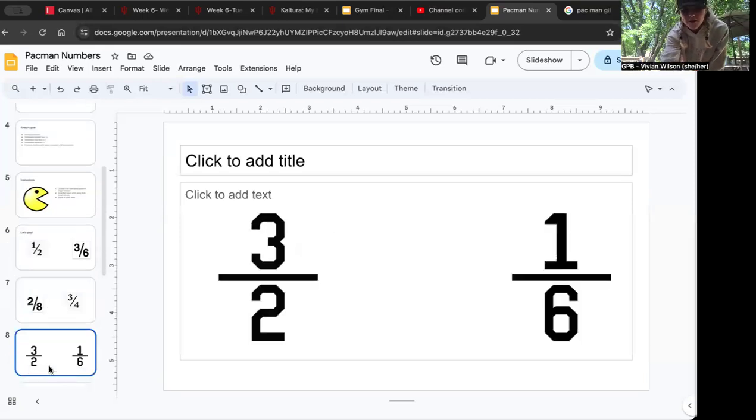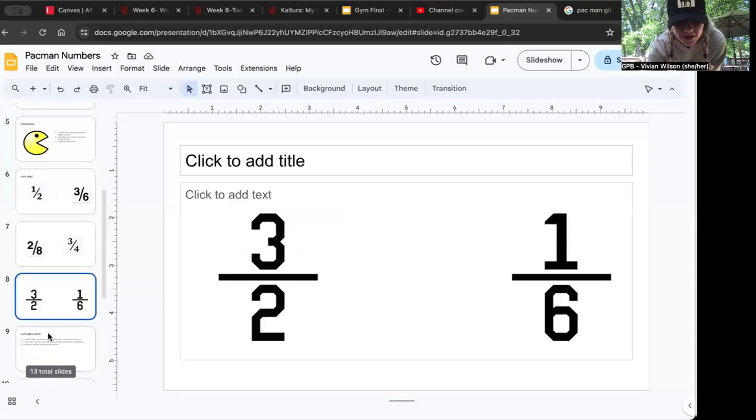Now, for this one, we have 3/2 and 1/6. So 2 goes into 3 one time and it's on the bottom, which means that 3/2 makes a whole number. So that is going to be greater than. We're going to have the Pac-Man mouth opening towards the 3/2 because the 1/6 is less than. So we always want our Pac-Man mouth eating the bigger fraction.